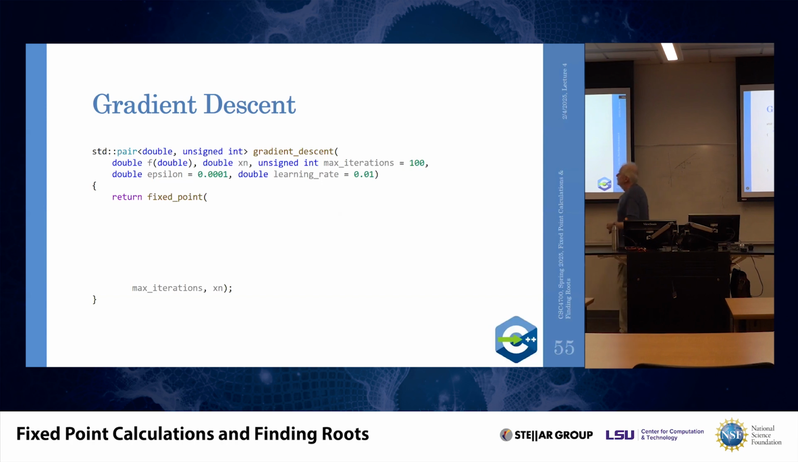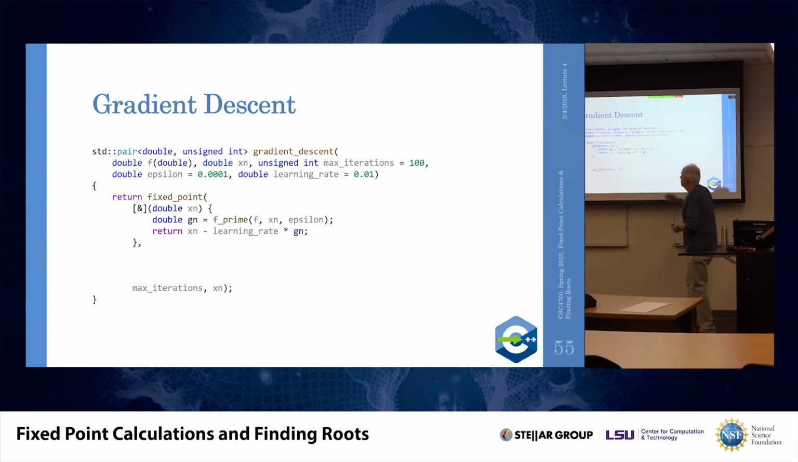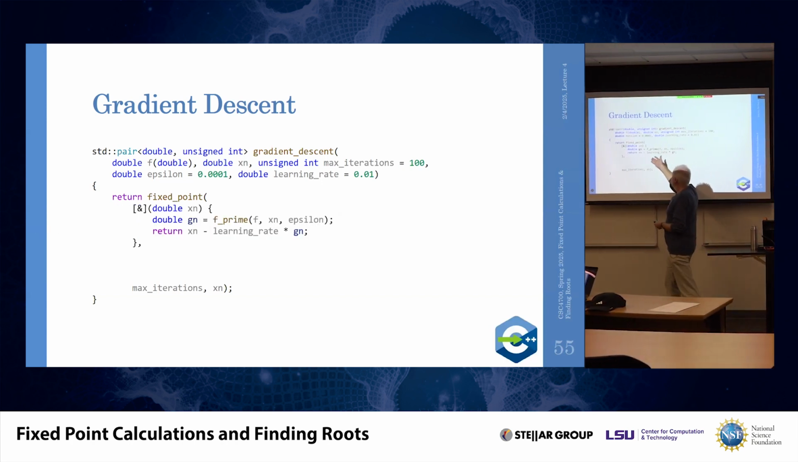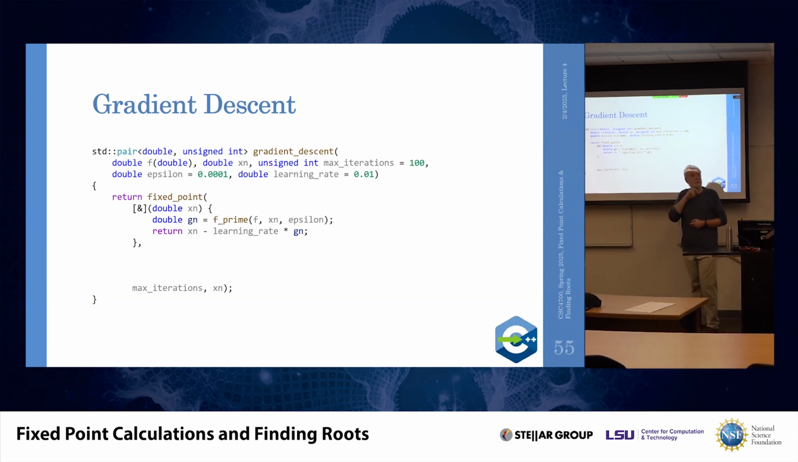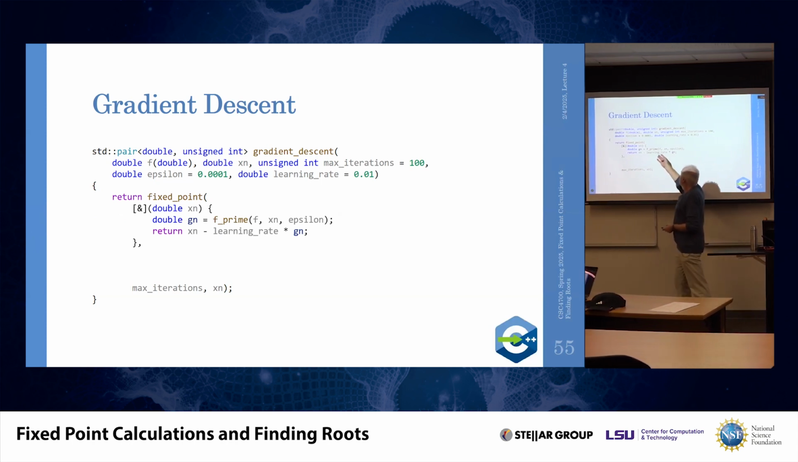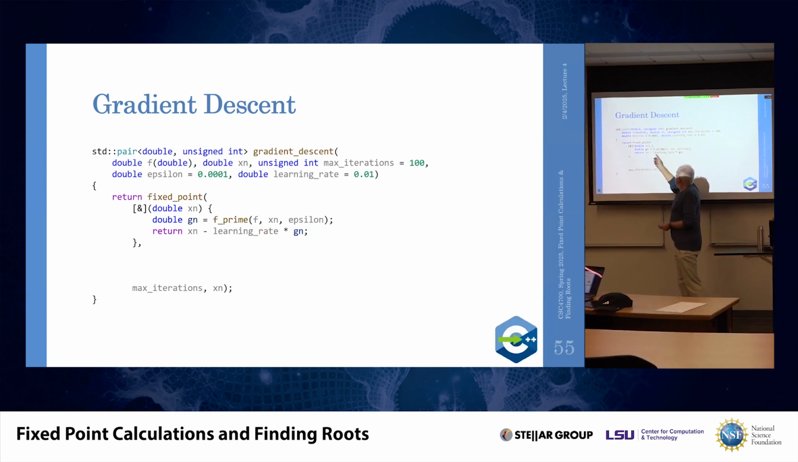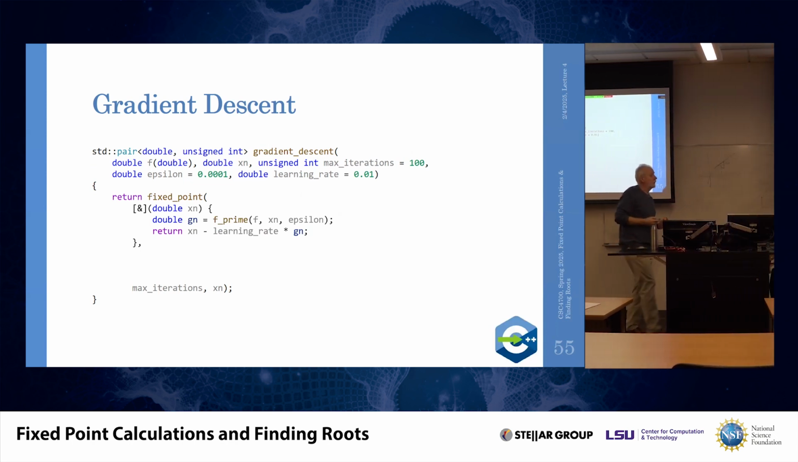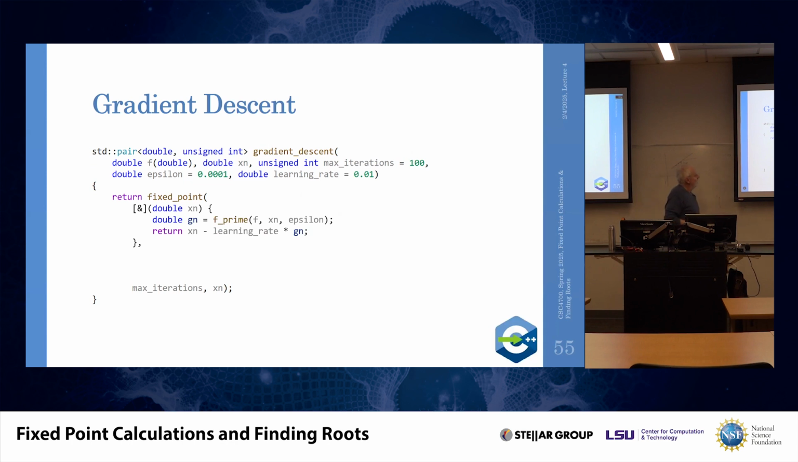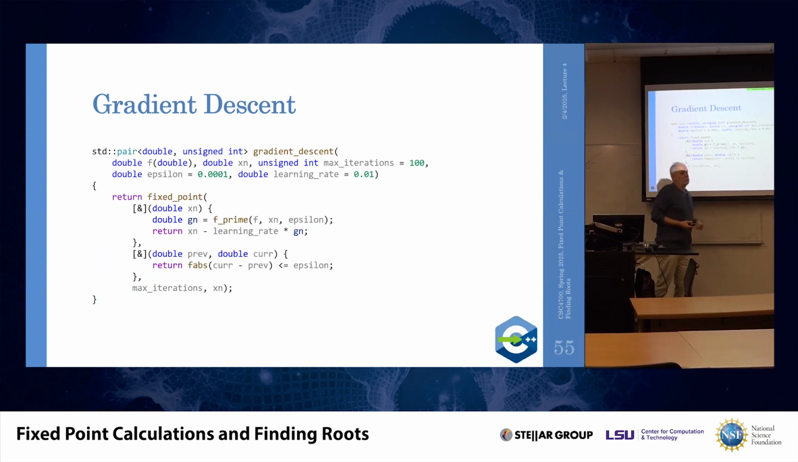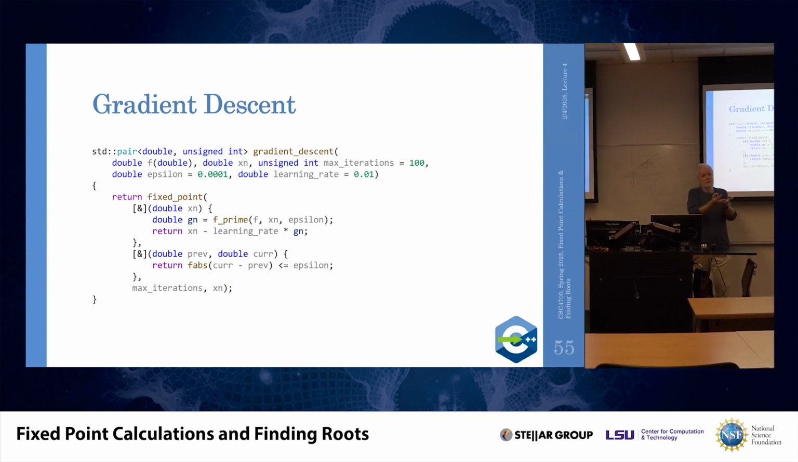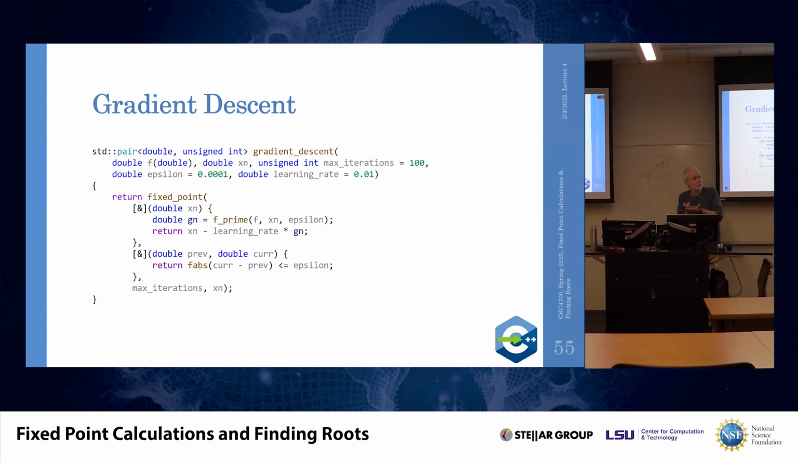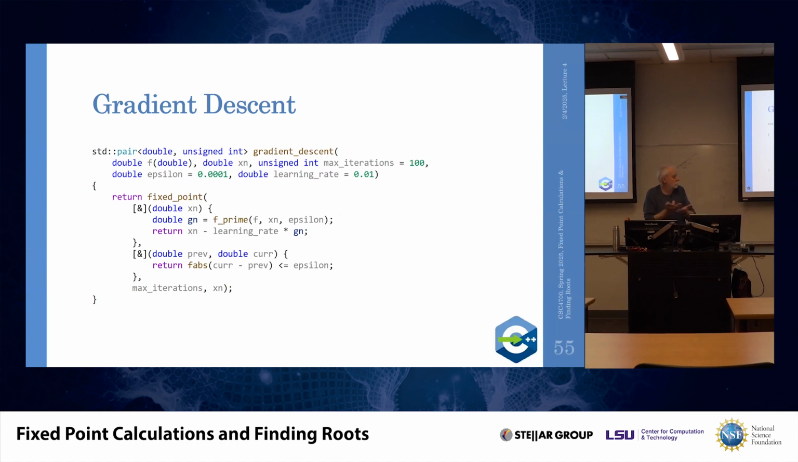So what we need is two lambdas. One lambda gives me the next point. In this case, it's a function of one variable, just for simplicity. I find the derivative at that point, and then I compute the next point by subtracting the derivative multiplied by a given learning rate from the current value. And my termination condition, obviously, is whether I'm close enough to my epsilon or not. So has the value of the function changed since my last iteration, or is it kind of constant?